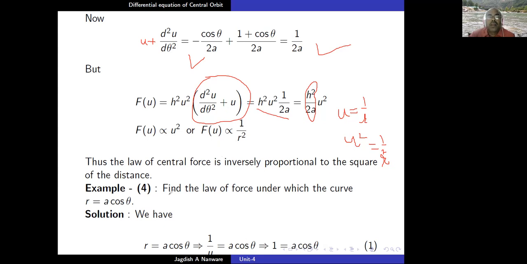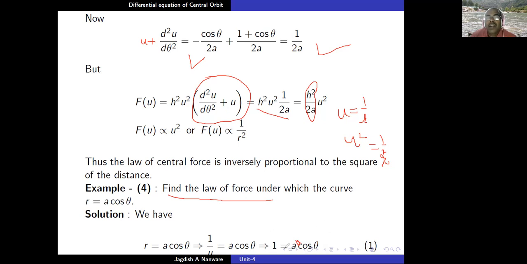Next example, again we have to find the law of force under which the curve r is equal to a cos theta. So again, the way of doing this example is on the same line. We know that r is equal to 1 by u, so we can write 1 by u is equal to a cos theta, right? You simplify further. This is 1 is equal to a u cos theta, right?